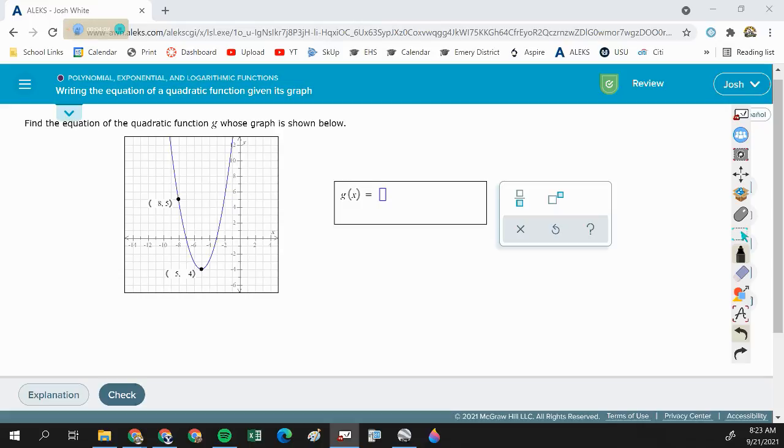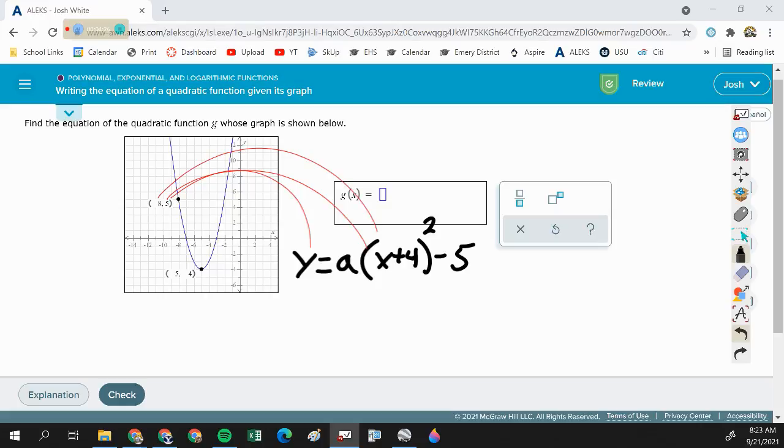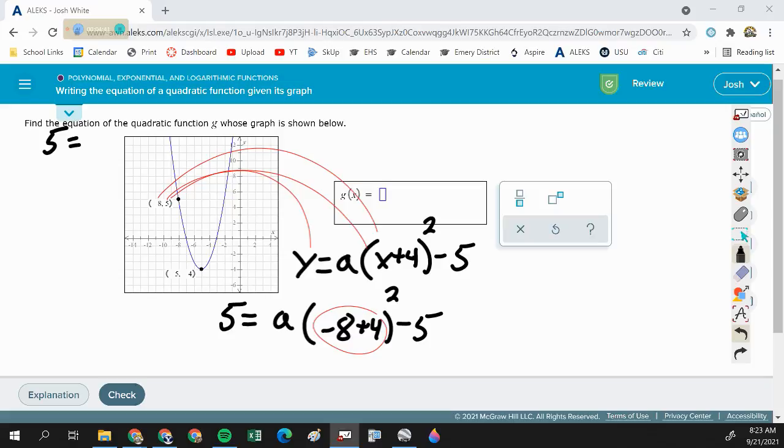Okay. So y equals a times x plus 4 squared minus 5. And then I'm going to plug 5 in there and -8 in there. So 5 equals a times -8 plus 4 squared minus 5. So this becomes 4, and 4 squared is 16. Or -4, sorry. -4 squared is still 16.